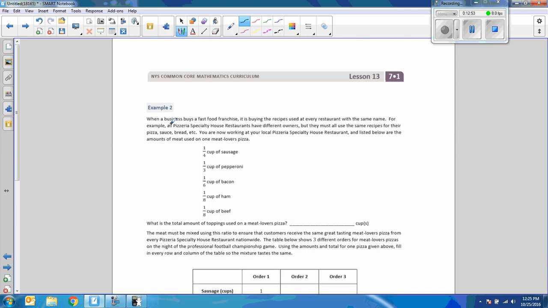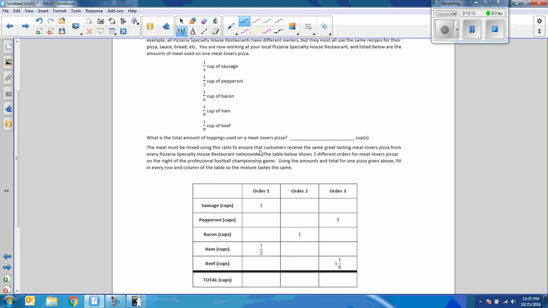Example 2. When a business buys a fast food franchise, it's buying the recipes. Every restaurant will use the same name. For example, all Pizzeria Specialty House restaurants have different owners, but they must all use the same recipes for their pizza, sauce, bread, etc. You're now working with your local Pizzeria Specialty House restaurant. Listed below are the amounts of meat used for one meat lover's pizza.